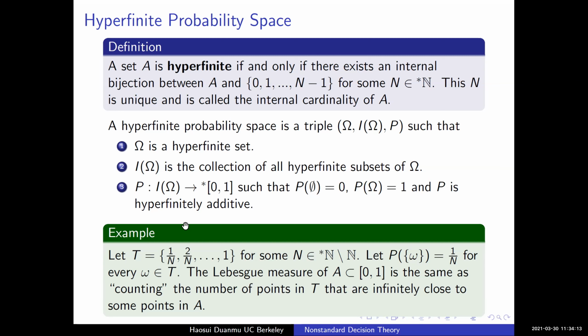A hyperfinite probability space is simply a triple (Omega, I(Omega), P), such that Omega is a hyperfinite set, I(Omega) is the collection of all hyperfinite subsets of Omega, and P is a function from I(Omega) to star [0, 1], such that P of the empty set equals 0, P of Omega equals 1, and P is hyperfinitely additive. Once again, a hyperfinite probability space behaves very much like a finite probability space.